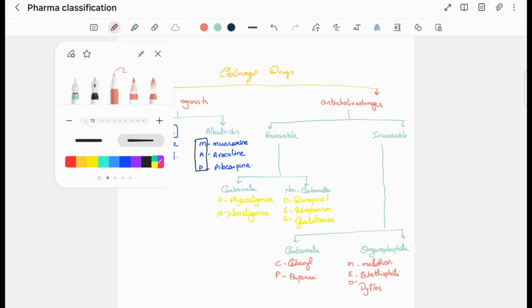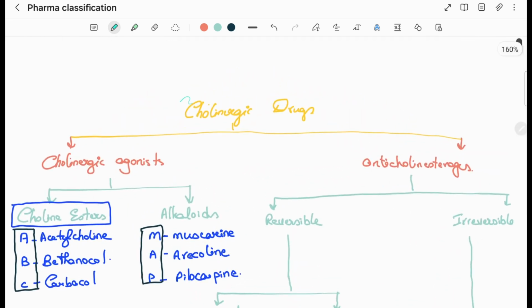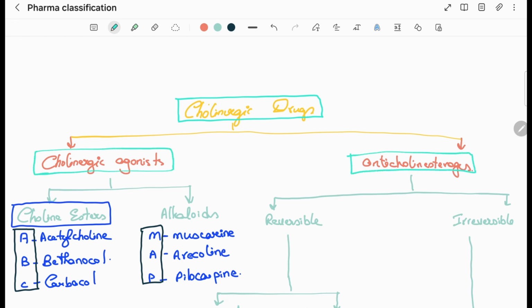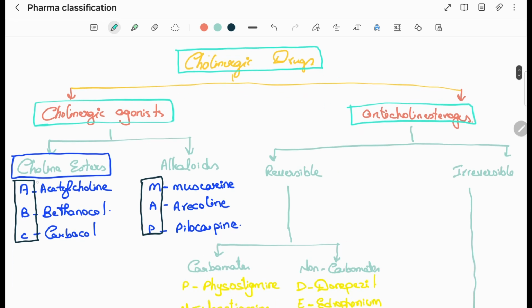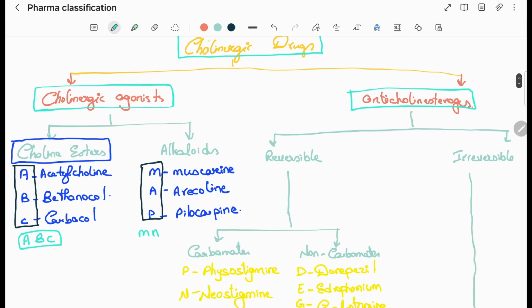Cholinergic drugs. This is very easy to remember. Cholinergic drugs. First, they are divided into two types: cholinergic agonists, which are similar to the cholinergics, and anticholinesterases. Okay, these are divided into two types: choline esters and alkaloids. Choline esters means A, B, C. A for acetylcholine, B for bethanechol, and C for carbachol. And alkaloids means MAP. How? Muscarine, arecoline, and pilocarpine.